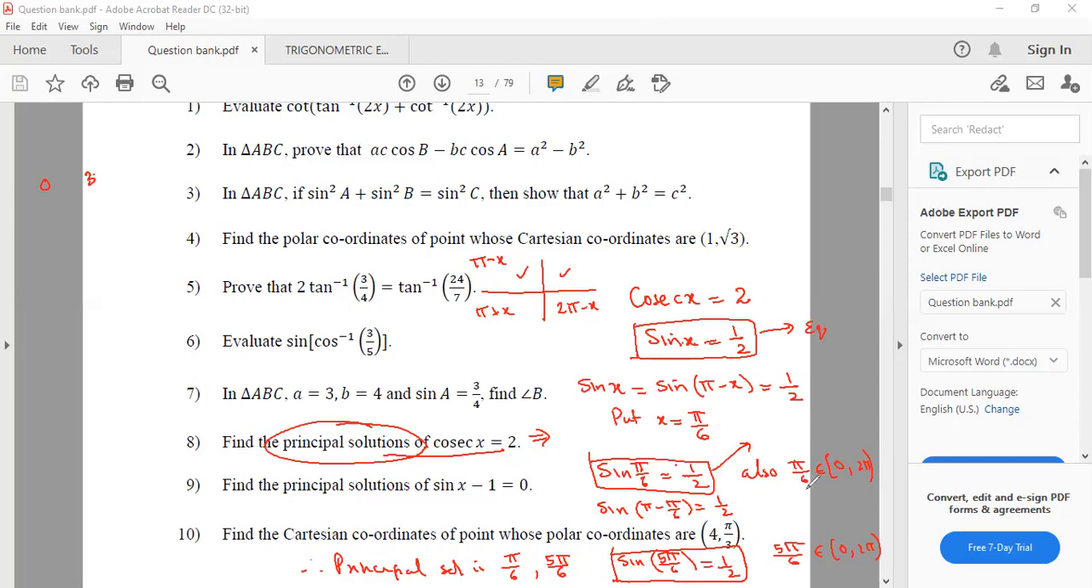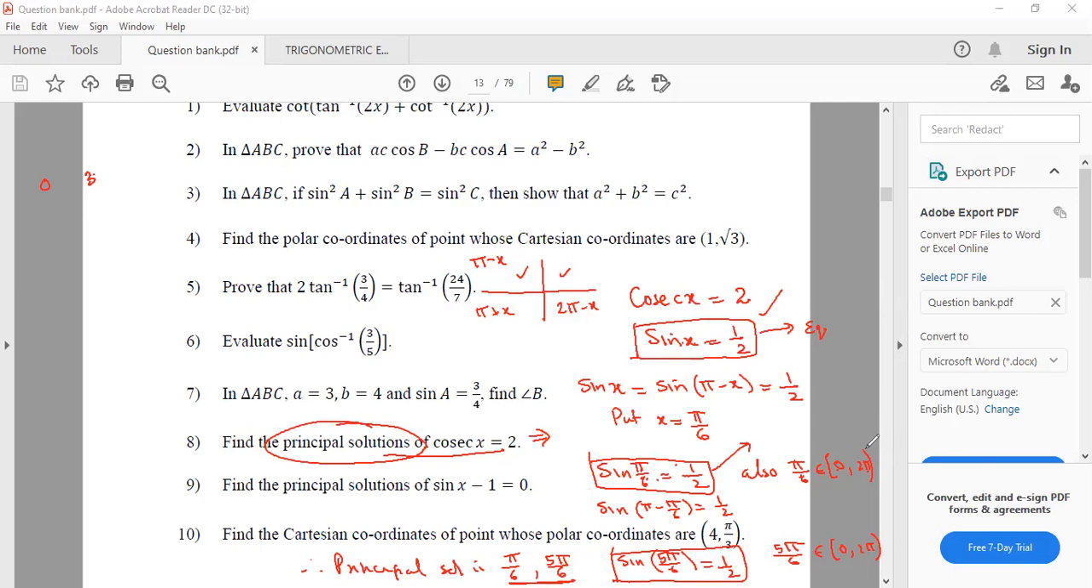But you can call this a principal solution only if it lies between 0 and 2 pi. So this angle that you got lies between 0 and 2 pi. Therefore, your solution is pi by 6. In the same way, you got this value. That value also lies between 0 and 2 pi. Therefore, the principal solutions are these two, because the definition of principal solution says it should satisfy the equation as well as be a number between 0 and 2 pi.